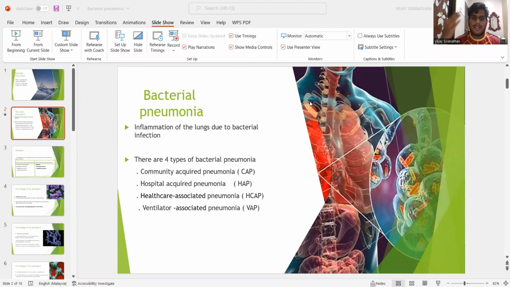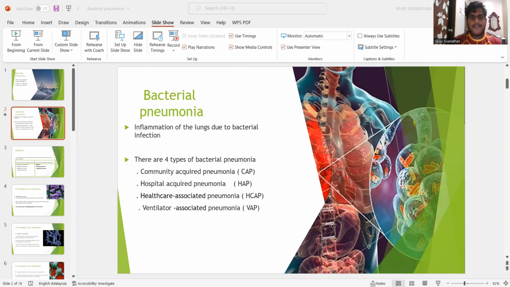There are four types of bacterial pneumonia: community acquired pneumonia, which is CAP, hospital acquired pneumonia, HAP, healthcare associated pneumonia, HCAP, and ventilator associated pneumonia. Now, I'll be basically explaining what these four things are.